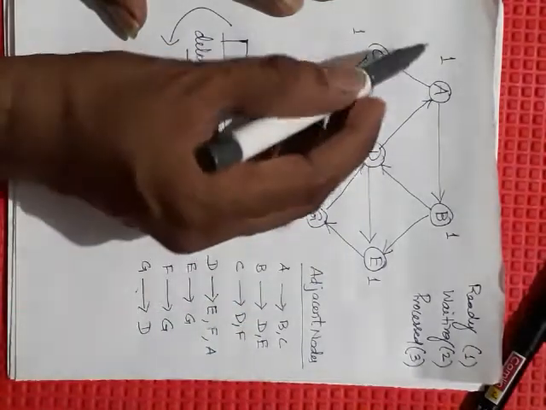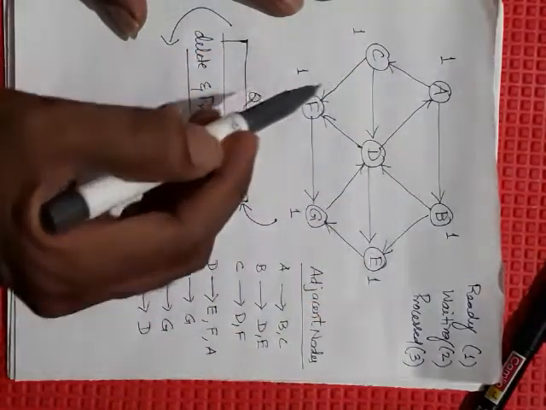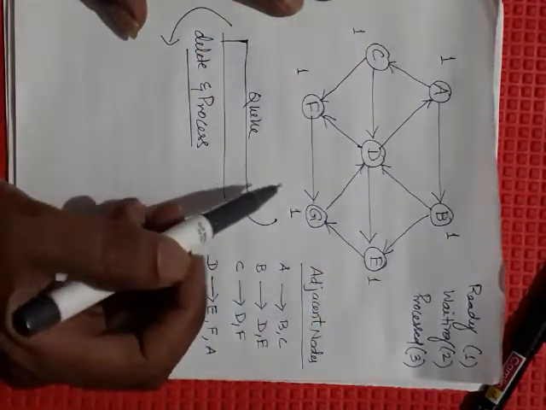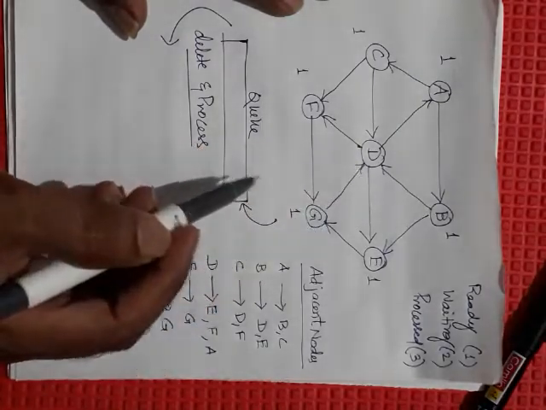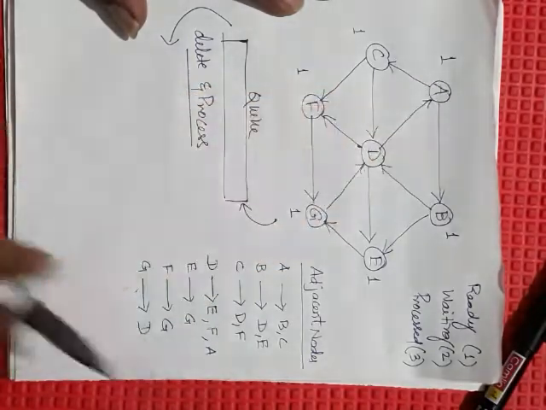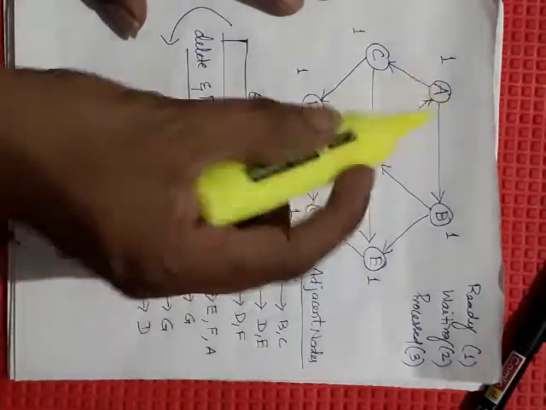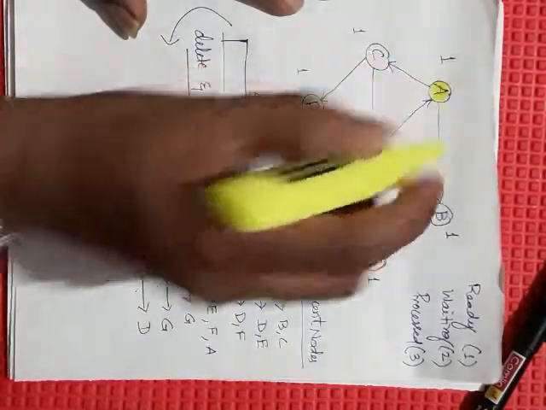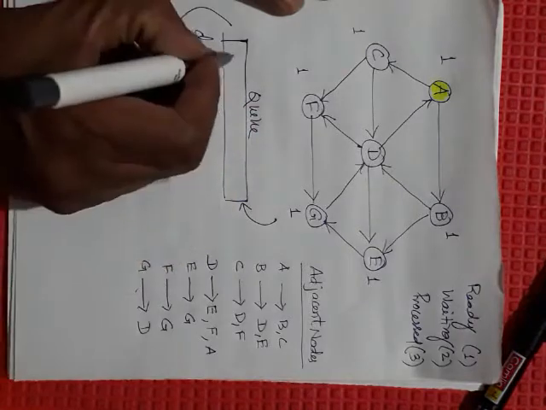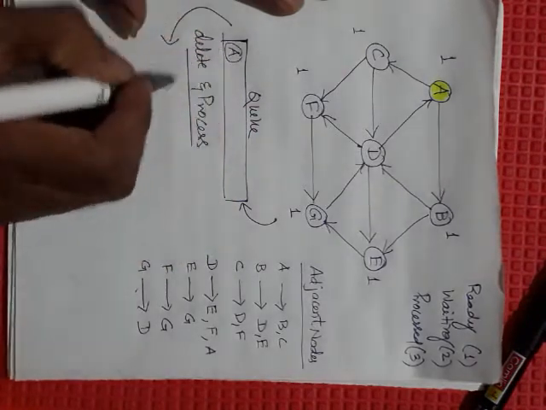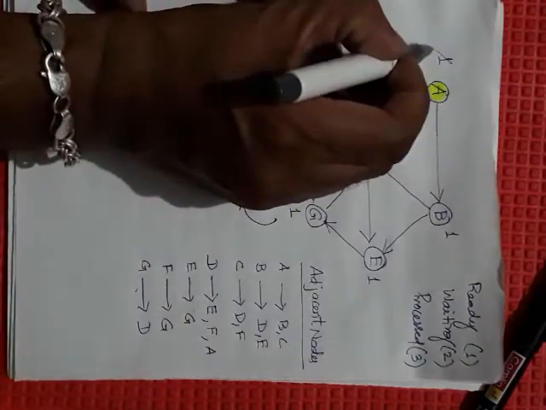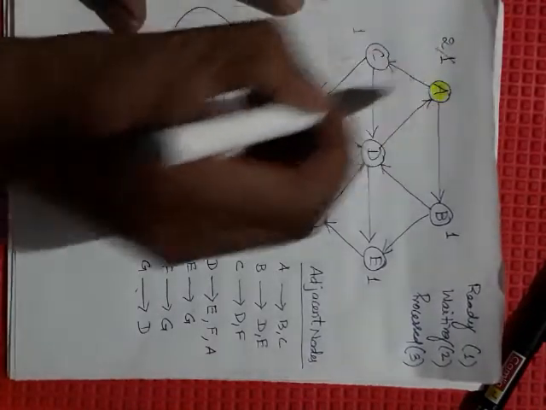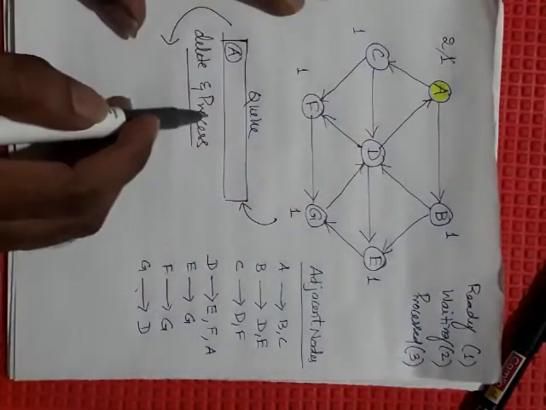Now here, first job, initialize all the nodes to ready state, that is 1. Now consider a node as the first node and insert it into the queue. Here I am considering node A as the first node and inserting it into the queue. So node A is inserted. Once it is inserted, change the state of node A to waiting state, that is 2. So now it is waiting in the queue.